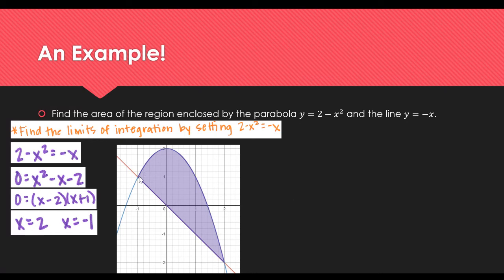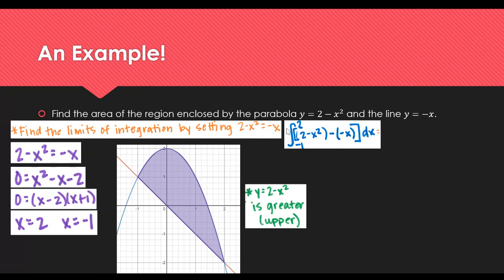So I can see here that this whole distance, from -1 all the way to 2, my parabola is on top. So I can say 2 minus x squared is the greater, the upper function. So I'm going to integrate from -1 to 2, my upper function, 2 minus x squared, minus my lower function, -x, dx. Let's clean that up a little bit. Distribute that negative. I like to put things in order, so I'm going to put -x squared first, positive x next, and then plus 2 dx.